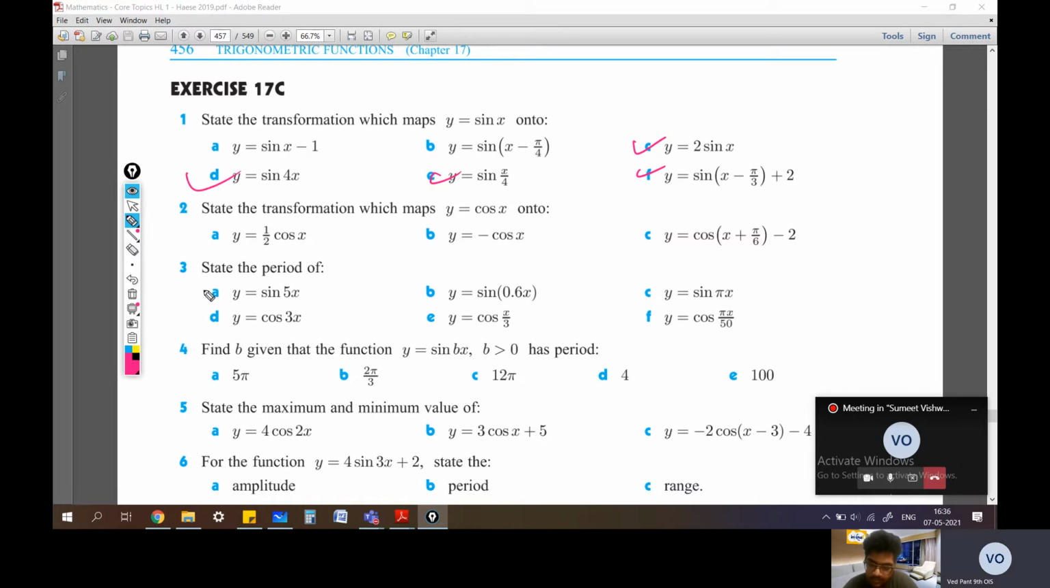So first for C, amplitude will double. For D, period will increase 4 times. So it will become less frequent 4 times. Draw it, I'm saying. But it says state the transformation. Okay. Then C, I think, will be 4 times more wavelength. So period becomes less frequent.